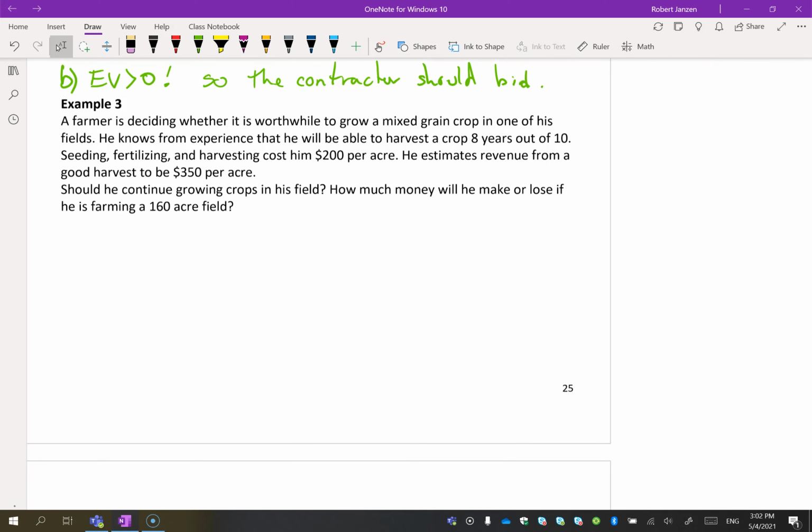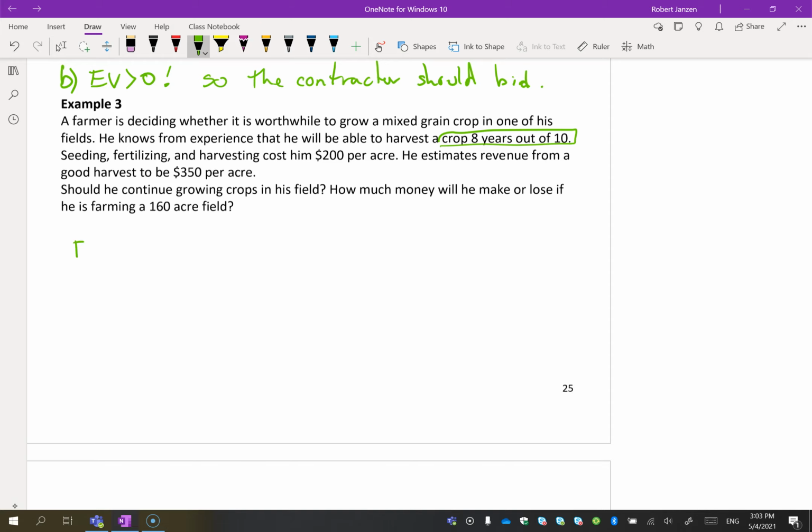Example 3. A farmer is deciding whether it is worthwhile to grow a mixed grain crop in one of his fields. He knows from experience that he will be able to harvest a crop 8 years out of 10. So that's your probability. Seeding, fertilizing, and harvesting costs him $200 per acre. He estimates the revenue from a good harvest to be $350 per acre. Should he continue growing crops on his field? How much money will he make or lose if he's farming a 160-acre field?